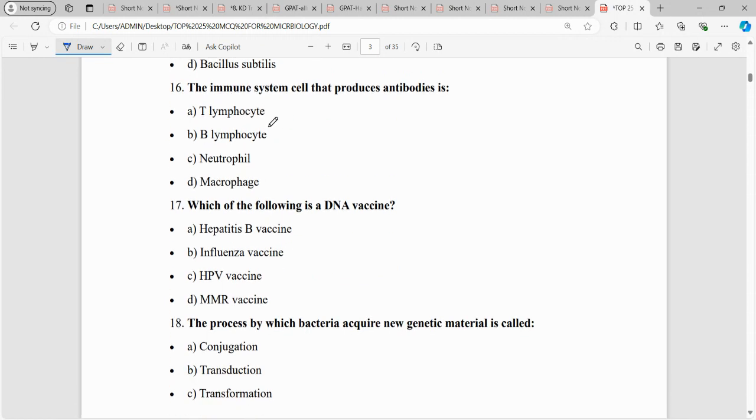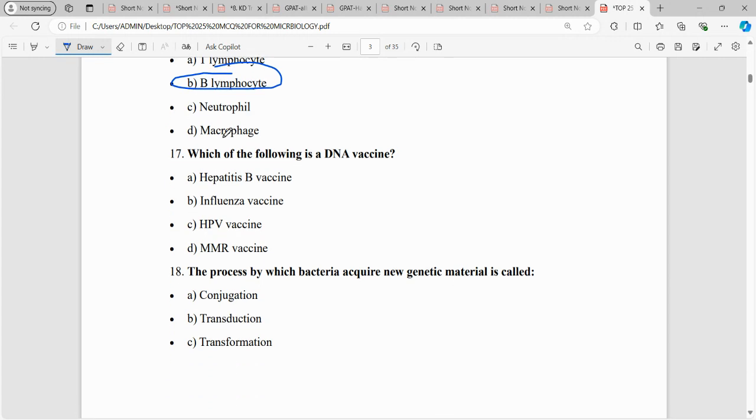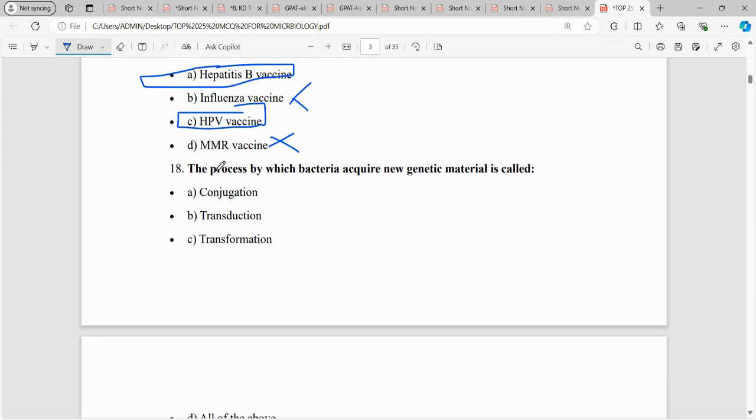The immune cells that produce antibodies are B lymphocytes. The B lymphocytes basically produce the antibodies. Which one of the following is a DNA vaccine? You will let me know the answer. MMR is not a DNA vaccine, for example. Influenza vaccine is also not a DNA vaccine. Is it human papilloma virus? Let me know in the comment section how many of you are confused between hepatitis and HPV. Let me know how many of you can give the right answer.